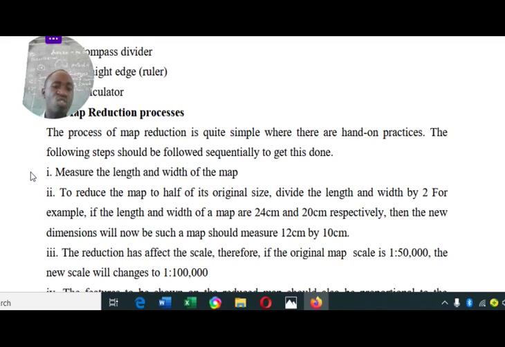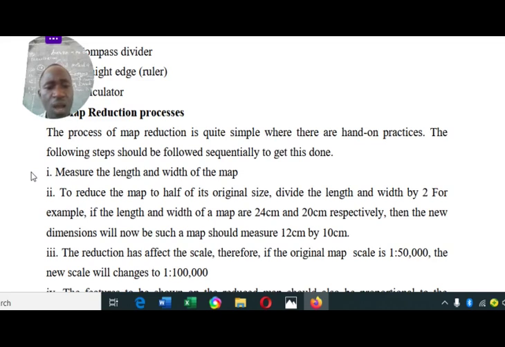The next thing is to reduce the map to half of its original size. They are saying that we are now going to start reducing the map from its original size, and if we are to come up with this, that means we have to divide the length and the width by 2 to get new centimeters, or to come up with a reduction in the map.